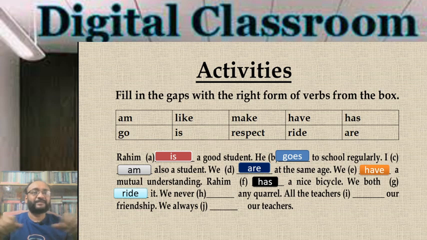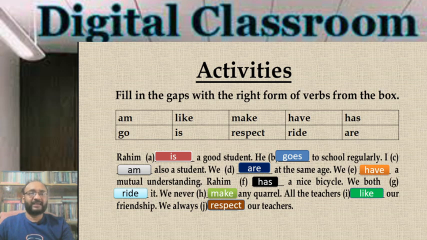We ride the bicycle, and we never make any quarrel anywhere. All the teachers what? Like our friendship. We always what? We always respect our teachers. Okay, so like that, fill in the blanks, fill in the gaps. In your exam, you have to give answers like that.